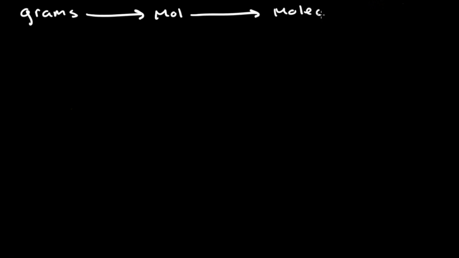So let's say that we have grams of some chemical. We could go from grams to moles of that chemical, and then from moles, we could go to either molecules of that chemical, or we could go to atoms of that chemical. And which one we go to will depend on what the chemical formula is.